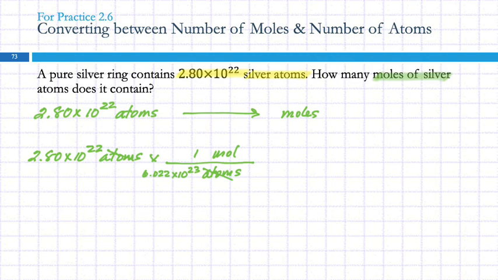Now, you definitely want to do this one on your calculator. If you're using scientific notation in an alternate way on your calculator, you might get this one wrong. And that's going to let you know that there's a better way to do it. So remember, we want to use our EE button or our EXP button. So I'm going to do 2.80 EE 22, divide, 6.022 EE 23, equals.